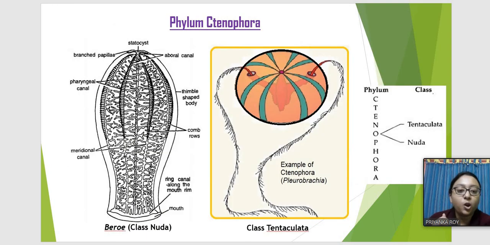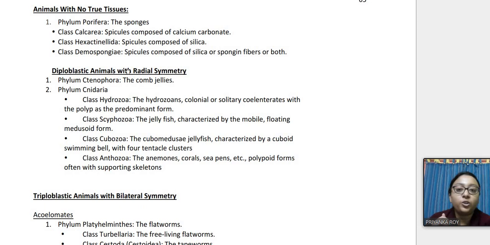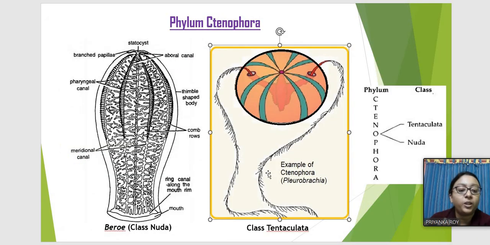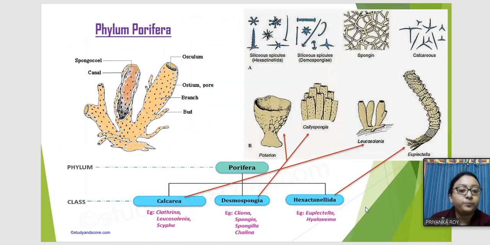So next, moving on to the phylum with animals of radial symmetry. Before that, these are obviously asymmetrical organisms, like you can understand from the body shape, that these organisms lack any symmetry. So they are asymmetrical. They do not have any true body organization as well.